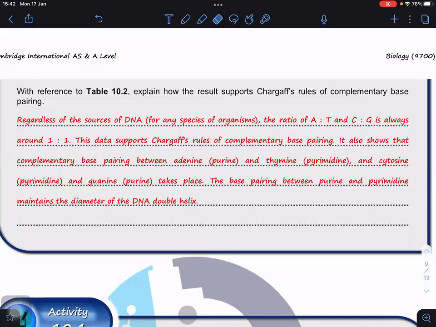It also shows that adenines always pair with thymines, so one purine and one pyrimidine. Cytosines always pair with guanines, okay? Again, cytosine is a pyrimidine, guanine a purine. So the base pair between the purine and pyrimidine maintains the diameter of the DNA double helix. Are you clear? Try to imagine two pyrimidines forming a pair. Can you see that? It will be detected by the DNA repair mechanism. Even two purines, you get a bulge like this. Are you clear?